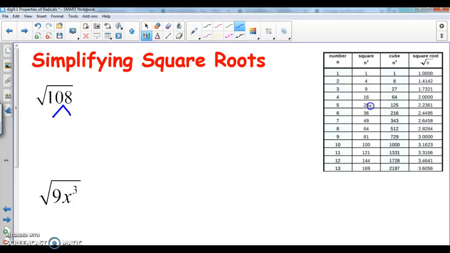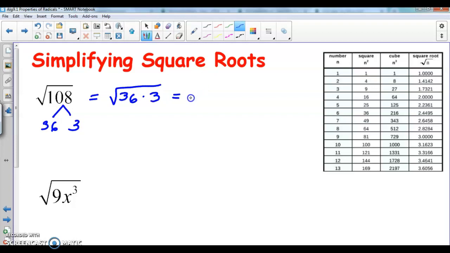Well, 25 doesn't go into it. What about 36? Yes, it goes into 108. So 108 is 36 times 3, right? Okay, and we know that 36 is a perfect square number already. So if I break it down further into 9 times 4, then I'm still using the original method that we used. So let's stick with 36 times 3. So 108 will now be equal to square root of 36 times 3.